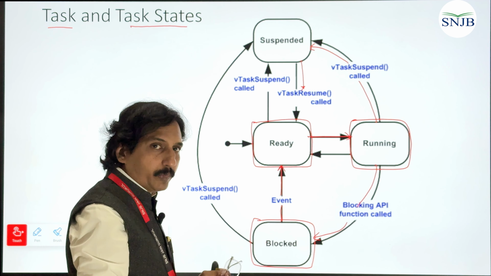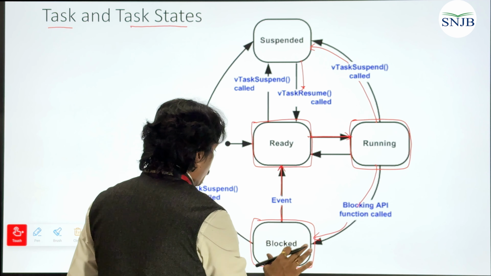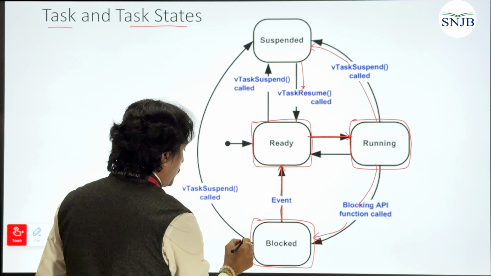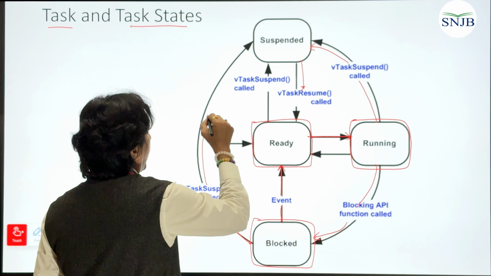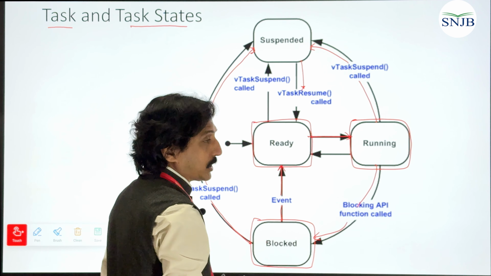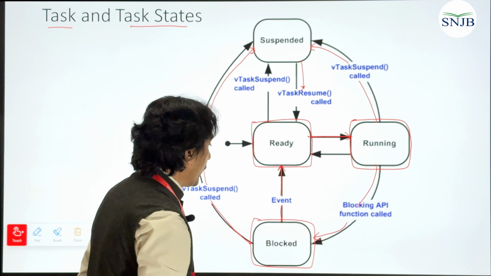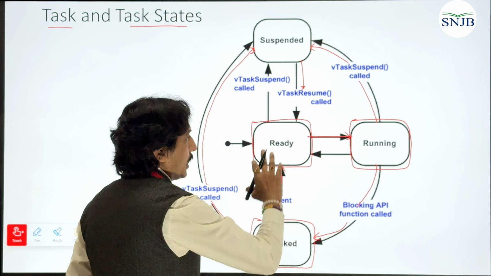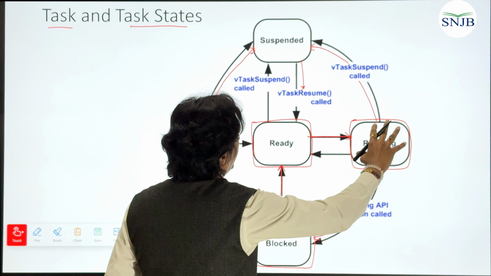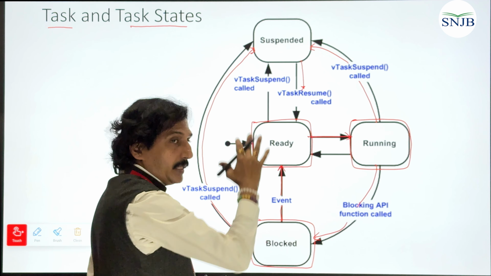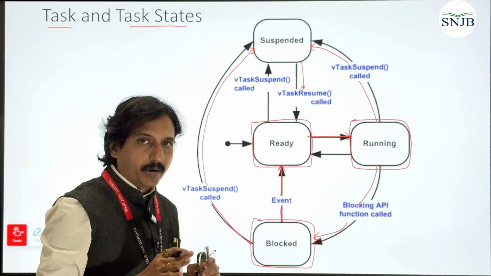These are the states of the task. If a particular task is blocked and suspension is asserted, then it goes into the suspension state. So how many states are there? Blocked state, ready state, running state, and suspended state. These are the 4 states of a task.